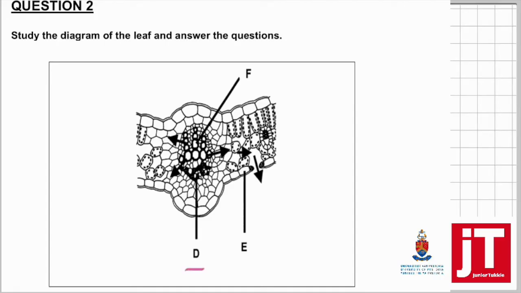So I always start off with what I do know. E I already know is the lower epidermis, as you can see here. F, if you look at F, has a very thickened wall. So you already should know this part here is the vascular bundle and the thickened tissue or cell is the xylem. So F is the xylem, and then of course directly opposite the xylem, which is the part of the vascular bundle, is the phloem. So F is xylem, D is phloem, and E is the lower epidermis.